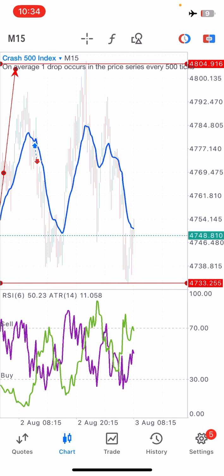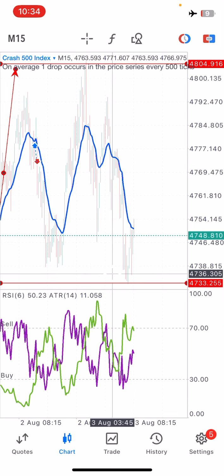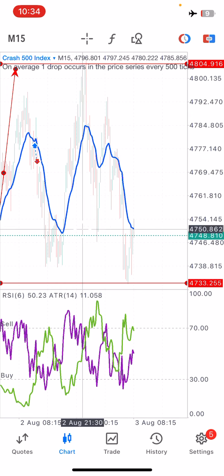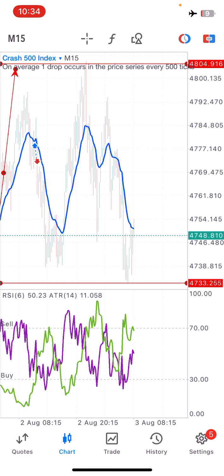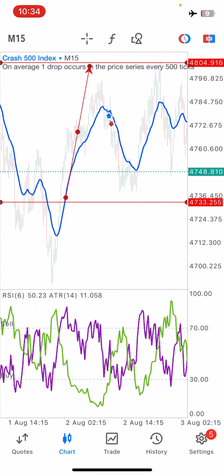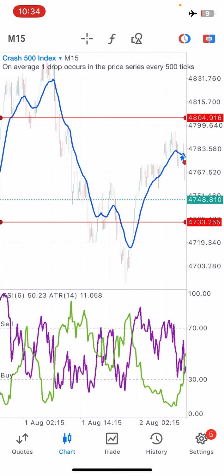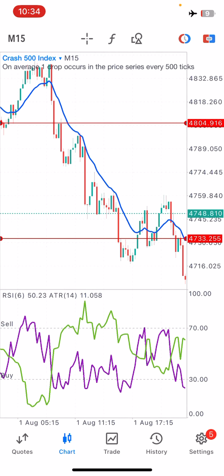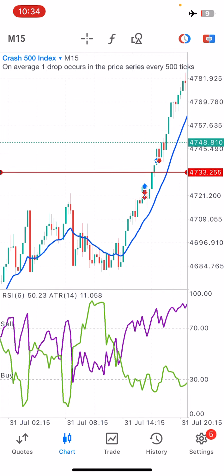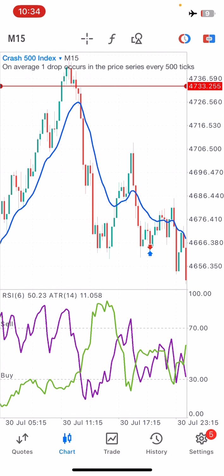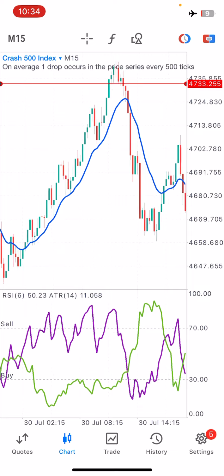It had so many confirmations. We had our green and purple line at the buy zone. We had our support right here at the bottom, which was being respected quite a number of times. So this buy trade was pretty much obvious. Maybe let's look at something else which is not obvious. Let's take a look at this.